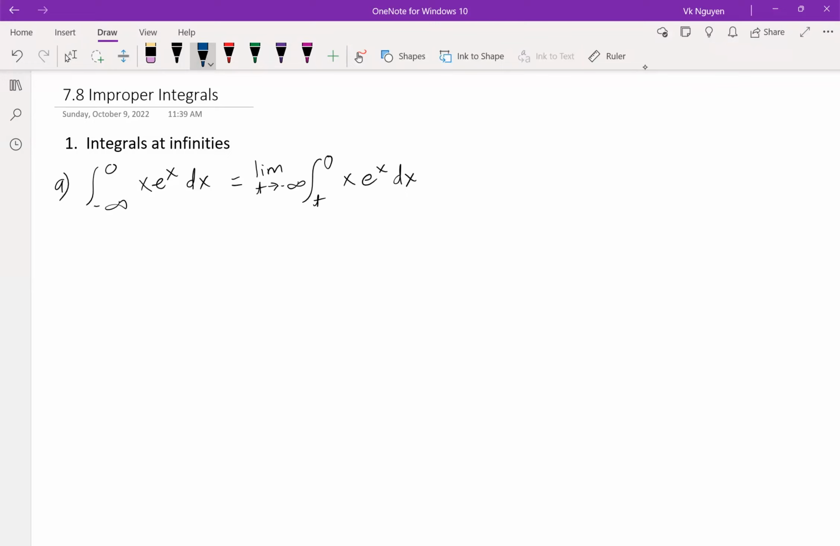Well, to integrate this one, I'm going to use integration by parts. Let u equal x and dv equal e to the x dx. Then du is dx and v is e to the x. So uv is x e to the x minus the integral of v du, e to the x dx. And we have the limit as t goes to negative infinity.